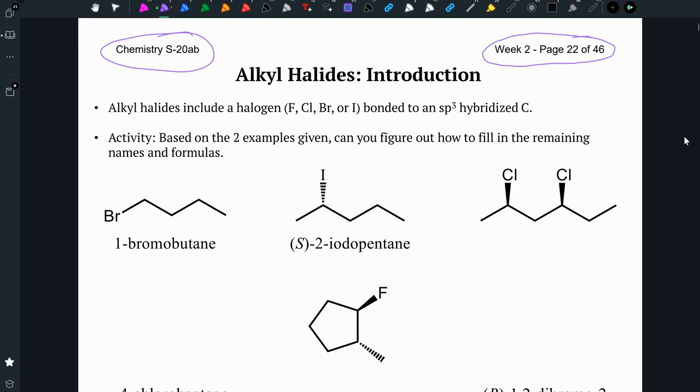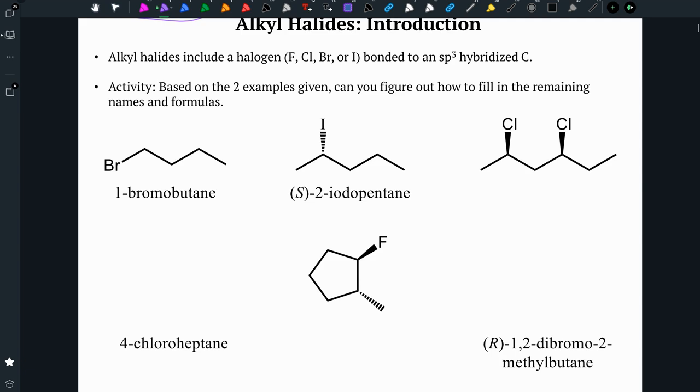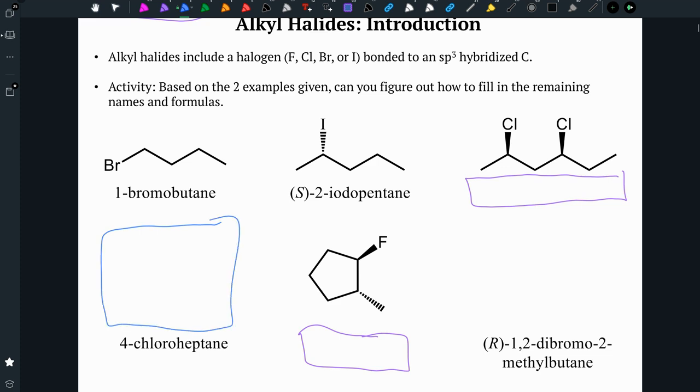You already know these, so I would recommend pause right now, try and fill in the names for the structures where no name is given, like this one and this one, and try and fill in the structures for the ones where a name is given. So you're filling in structures there. So pause, try and do that for yourself. It's a good review, and then I will walk through naming these.